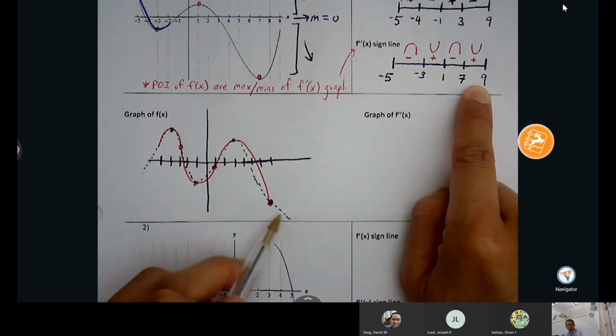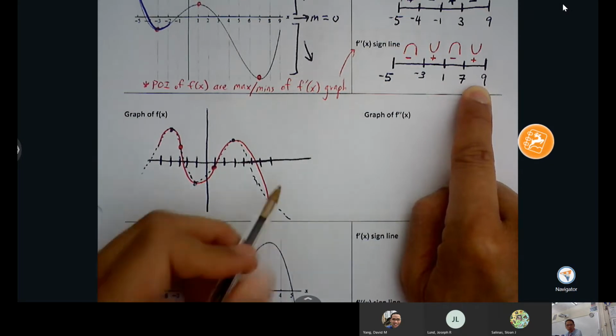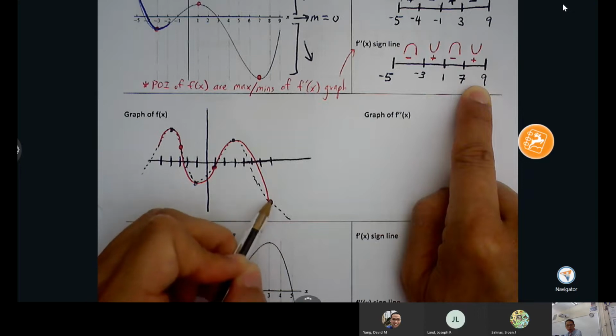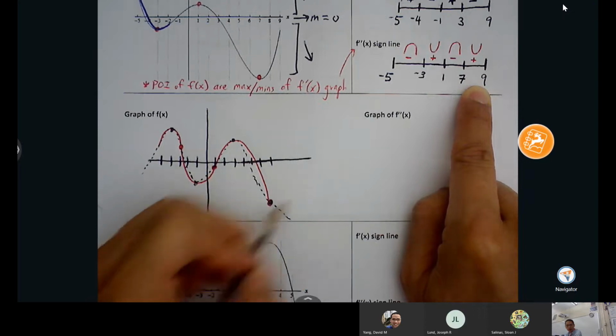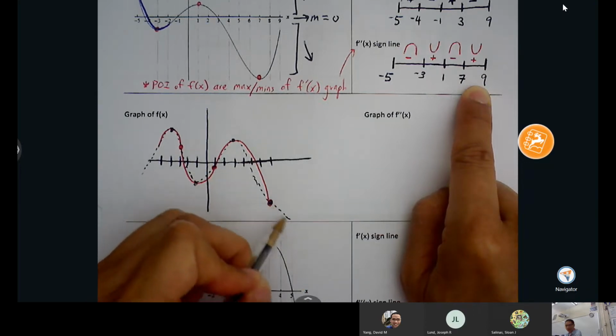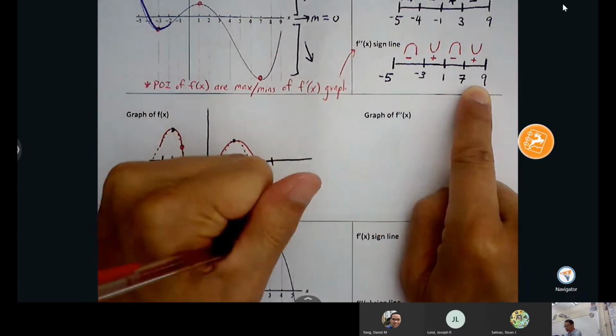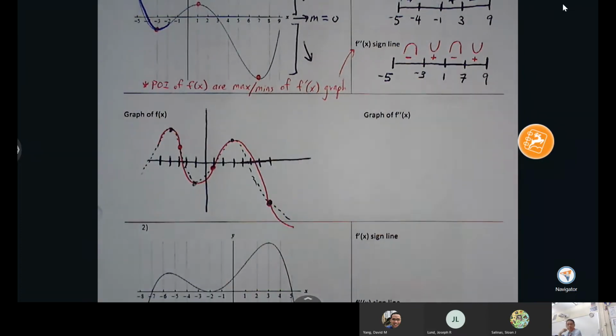But notice that we want to maintain this decreasing, right? So when we make this concave up, we're not going to make this go back up, right? We're just going to show a portion of the concave up. Okay, any questions there?